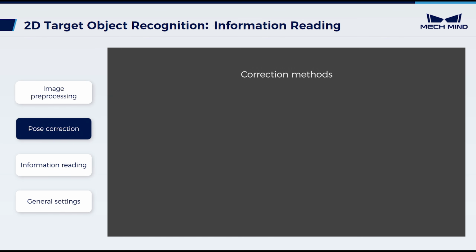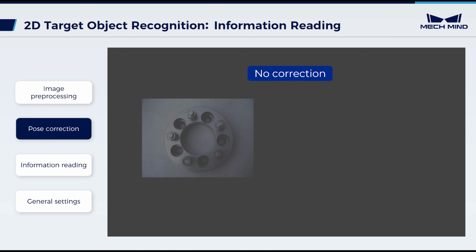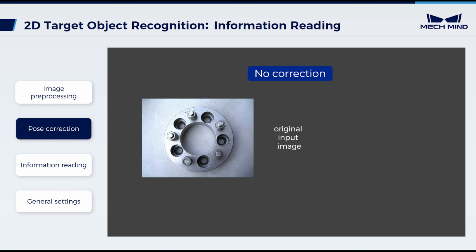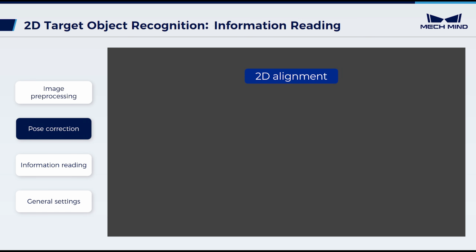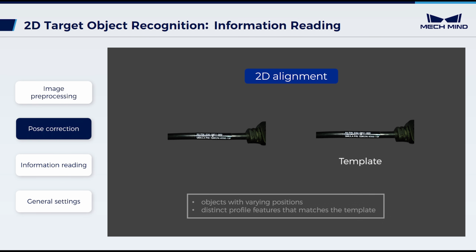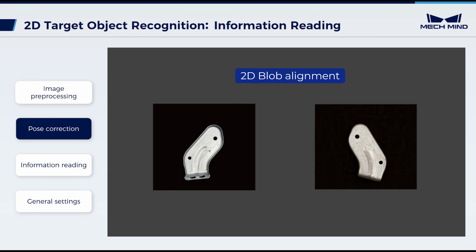Common correction methods include no correction, 2D alignment, and 2D blob alignment. When you use the no correction method, the system directly recognizes the original input image with no pose alignment. This is suitable when the object positions are fixed in the image, and high alignment accuracy is not required. The 2D alignment method aligns the input image to the template via translation and rotation. It's suitable for objects with varying positions and distinct profile features, where the object profile matches the template. If the object doesn't match the template, use 2D blob alignment.